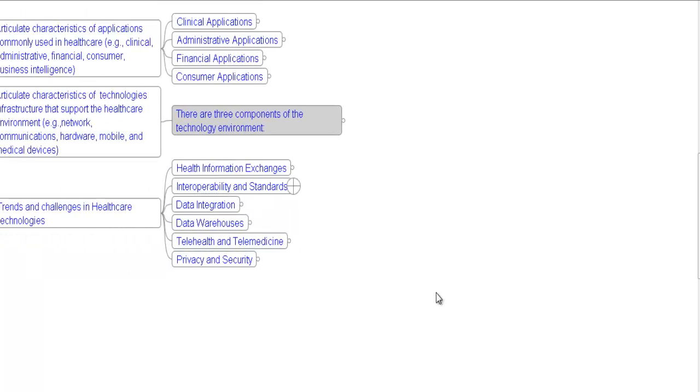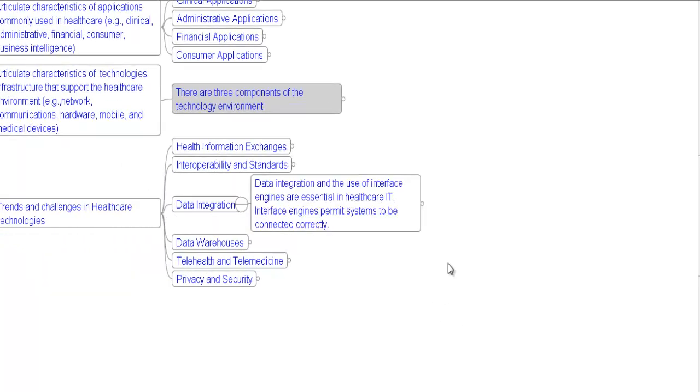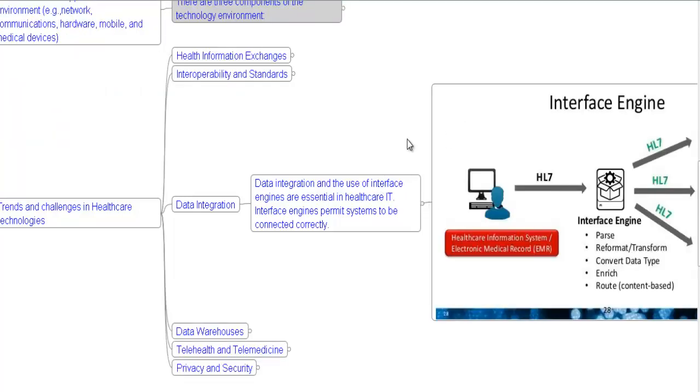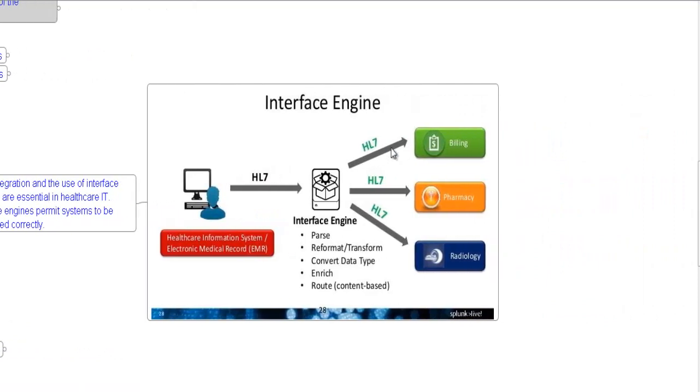Okay. Now see the data integration. Data integration and use of interface engines are essential in health IT. An interface engine permits systems to be connected correctly. This image shows how data is exchanged among various healthcare applications using an interface engine and HL7 messaging standards.